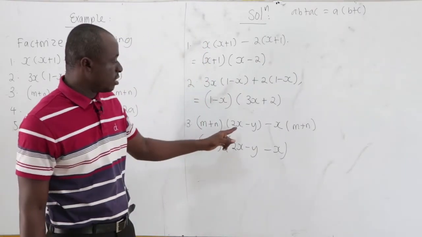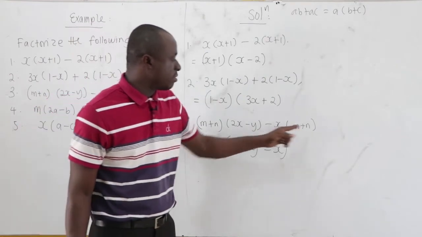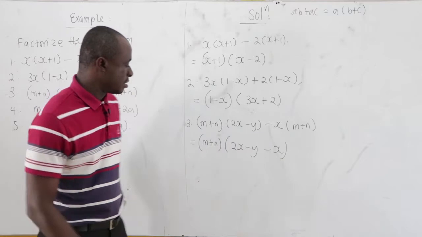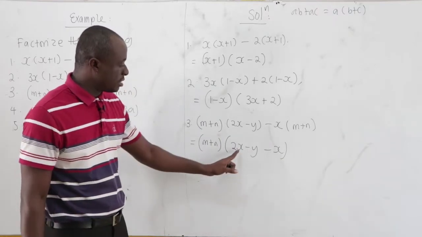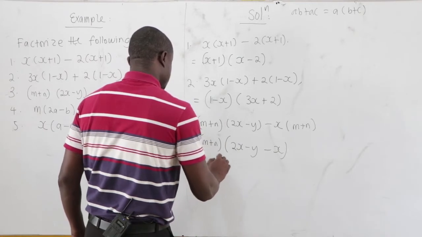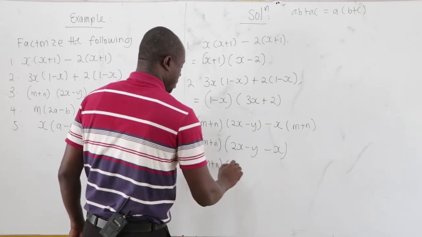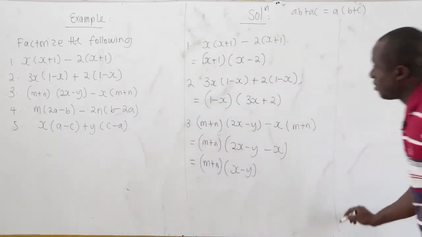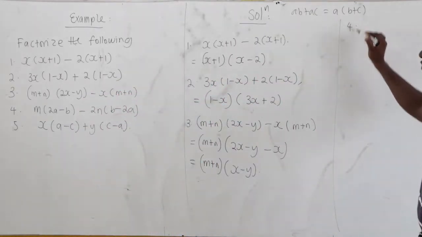The same way here, m plus n common. I'll bring it out. What is left? 2x minus y minus x. Am I done? No, I'm not done. Let's see, 2x minus x, that is x, so we have m plus n. 2x minus x, we have x minus y. Now, let's see the fourth question.